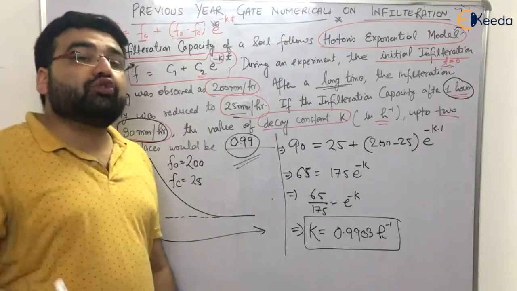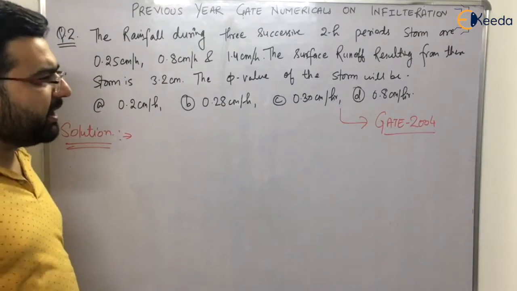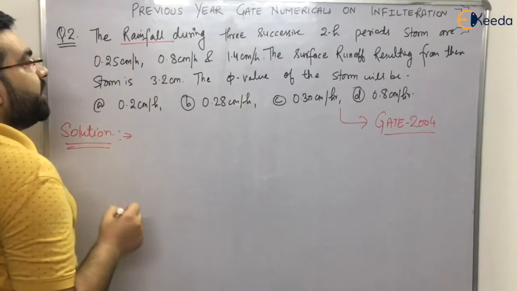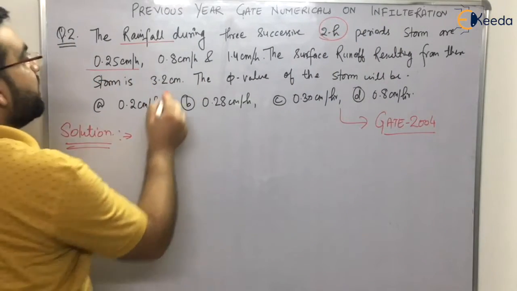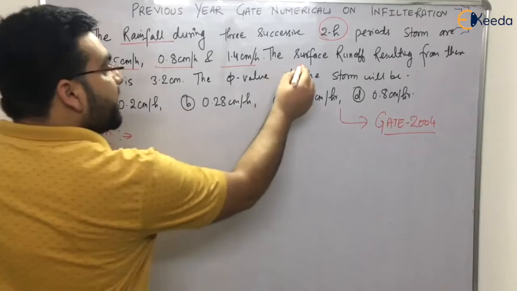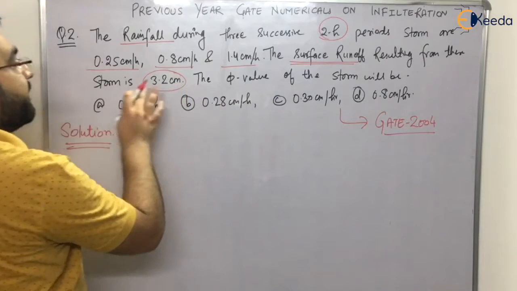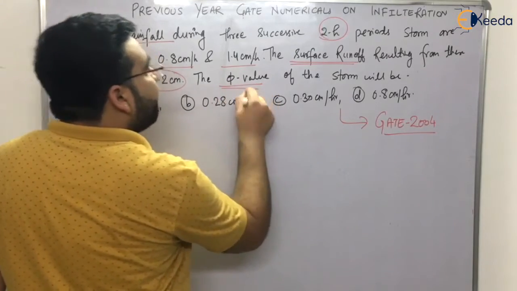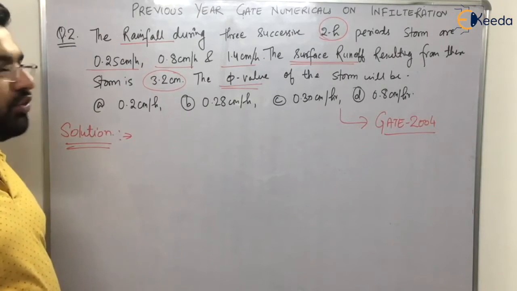Now let us solve a few more numericals which came in previous year GATE, which was asked in GATE 2004. It was also a little bit typical, otherwise it's a very easy numerical. Right, the question is: the rainfall during 3 successive 2-hour period storm are 0.25 centimeter per hour, 0.8 centimeter per hour, and 1.4 centimeter per hour. The surface runoff resulting from these storm is 3.2 centimeter. This is not per hour. Depth of the runoff is given, right? The phi index of the storm will be how much, in centimeter per hour?